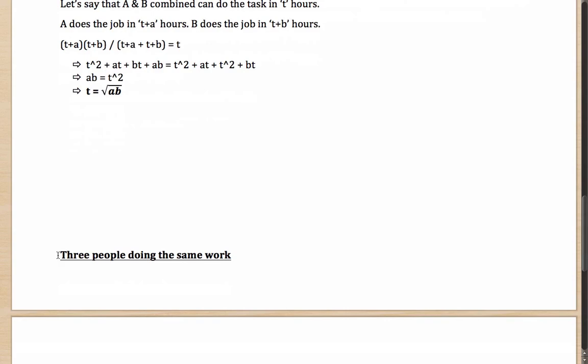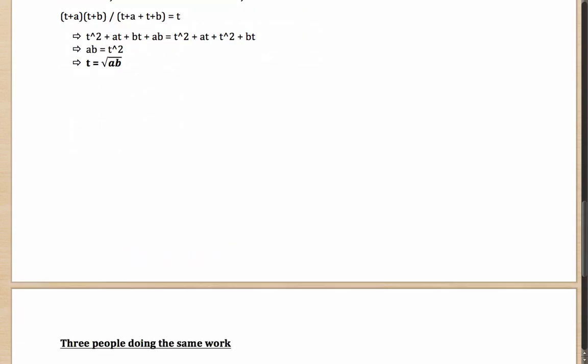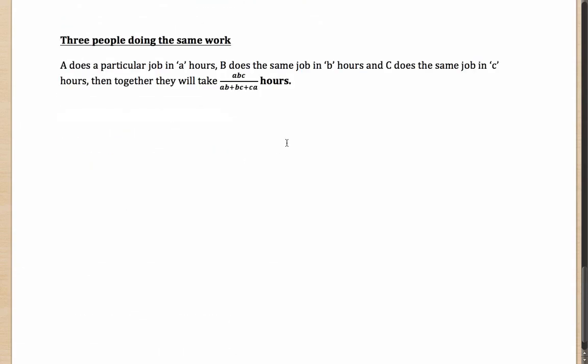Very similarly, let us look at what happens when 3 people are doing the same work. That is, A does it in A hours, B does it in B hours, C does it in C hours. Together they will take how much time? Instead of going the long way, let's just figure out in 1 hour how much work will they do. A does the complete task in A hours. So in 1 hour, A will do 1 by A. Similarly, B will do 1 by B. Similarly, C will do 1 by C.